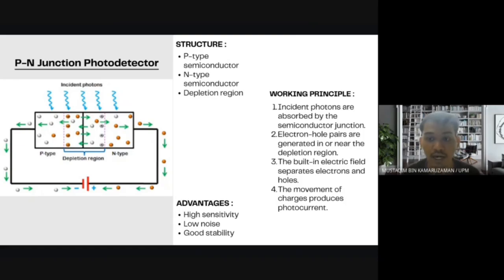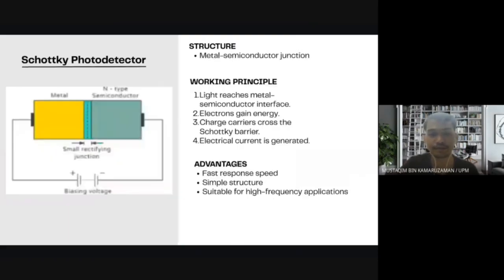Firstly, incident photons are absorbed by the semiconductor junction. And then electron-hole pairs are generated in or near the depletion region. The built-in electric field separates electrons and holes. And then finally, the movement of charge produces photocurrent. There are three advantages of the PN junction photodetector, which are high sensitivity, low noise, and also good stability.